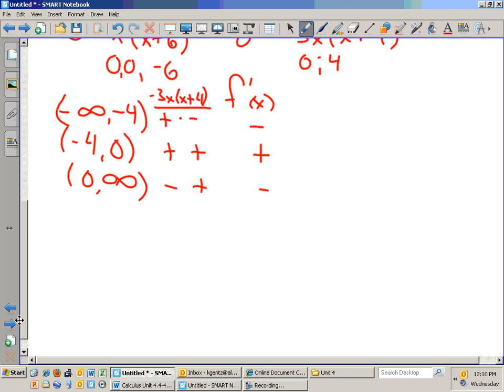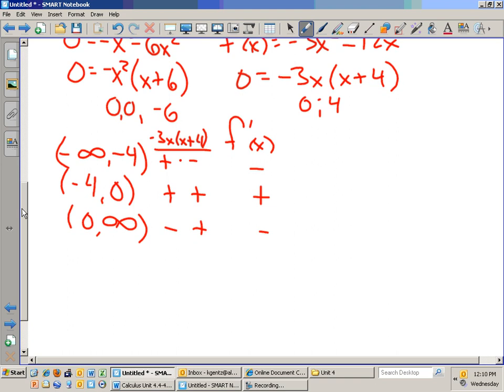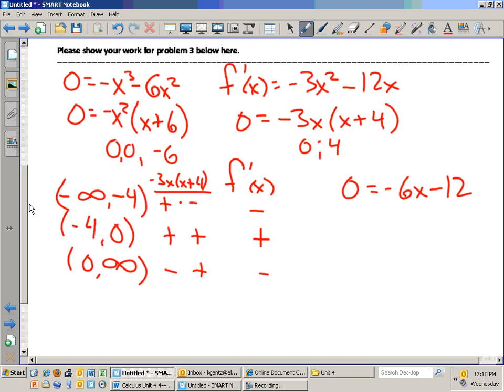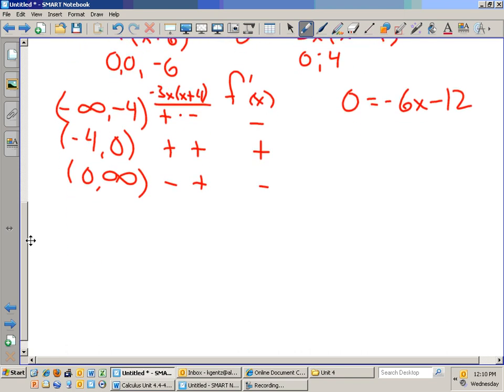So, concavity, I need to do the second derivative. Colleen Thompson loves the second derivative. Ori Shirley loves the second derivative. That's who loves it. What a great guy. Negative 6x minus 12. So f double prime of x is negative 6x minus 12.